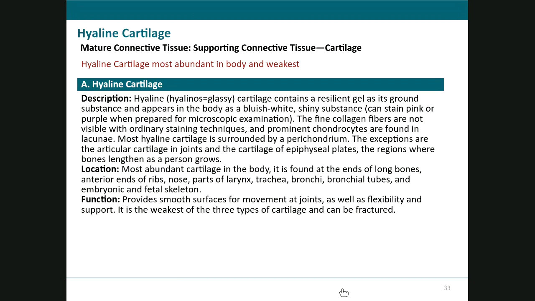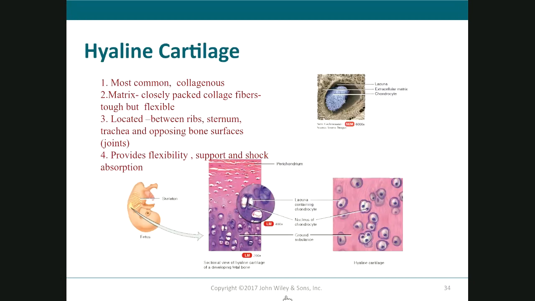So let's look at what it looks like. So here is hyaline cartilage that we looked at in the beginning. You can see the characteristic little houses or lacunae, and it has the chondrocytes, the mature cartilage cells, the hyaline cartilage cells. You can see it's located between the ribs, the sternum, and opposing bone surfaces. It's what makes up the fetal skeleton.